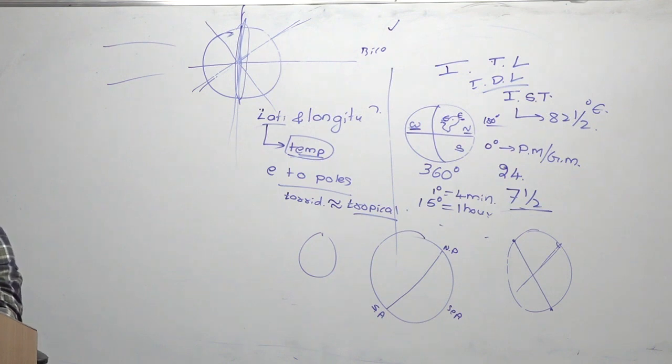The dividing line between day and night is... can anyone tell me what is the dividing line between day and night? The dividing line between day and night is the circle of illumination.